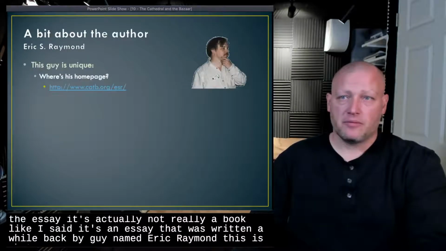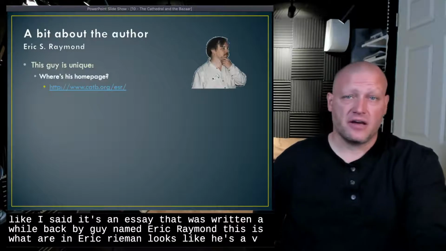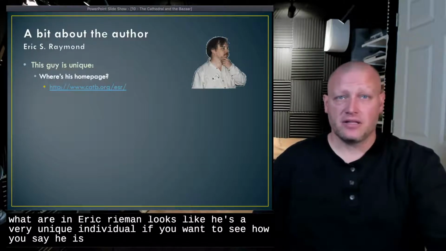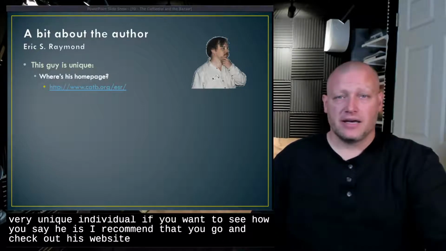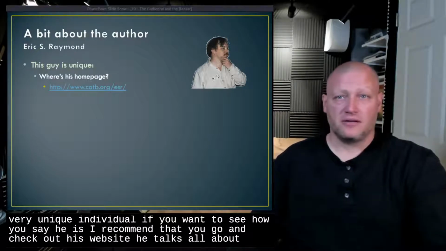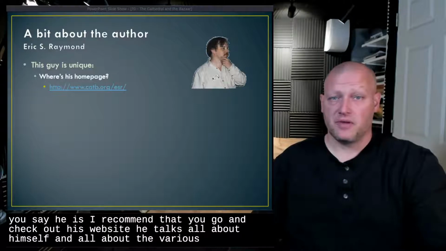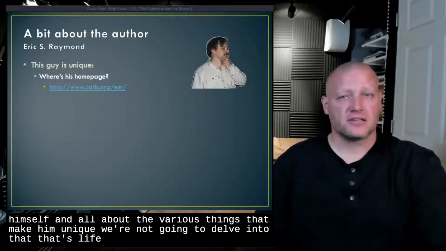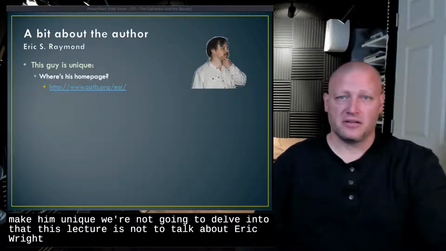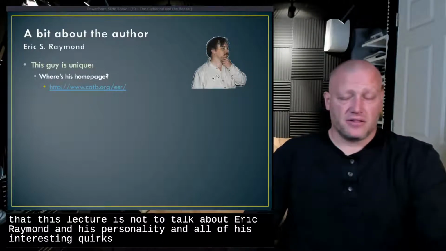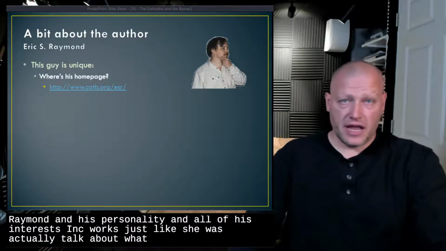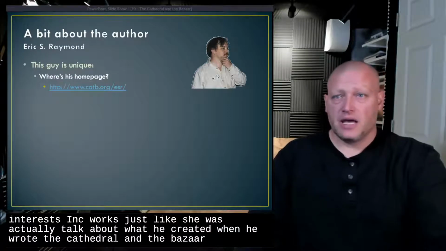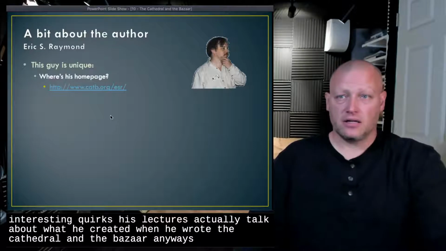This is what Eric Raymond looks like. He's a very unique individual. If you want to see how unique he is, I recommend that you go and check out his website. He talks all about himself and all about the various things that make him unique. We're not going to delve into that. This lecture is not to talk about Eric Raymond and his personality and all of his interesting quirks. This lecture is actually to talk about what he created when he wrote the Cathedral and the Bazaar. Anyways, let's get moving on here.